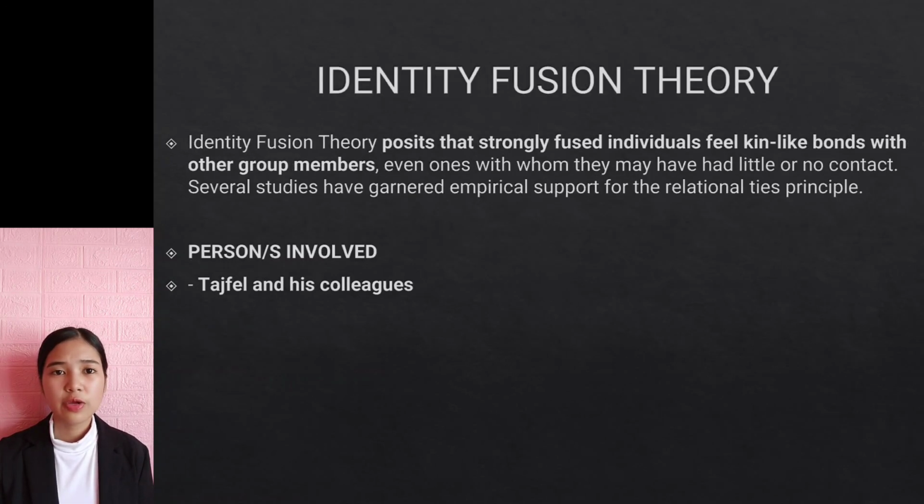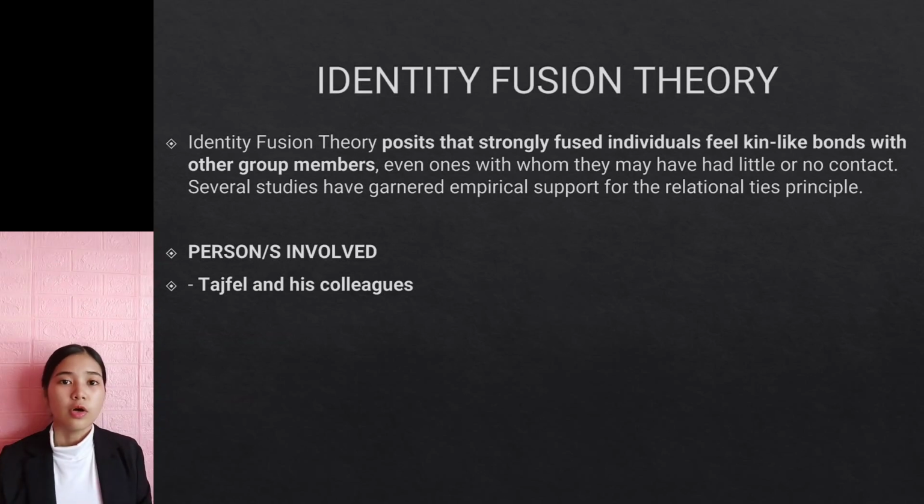Next is identity fusion theory. Identity fusion theory posits that strongly fused individuals feel kin-like bonds with other group members, even ones with whom they may have had little or no contact. Several studies have gathered empirical support for the relational ties principle. For example, the verbal measure of identity fusion taps feelings of reciprocal strength between the individual and the group. So, I am strong because of my group. I would do more for the group than any other group member would do, as well as feelings of oneness with the group. So, I am one with my group. So, my group is me. So, the persons involved are Tajfel and his colleagues.